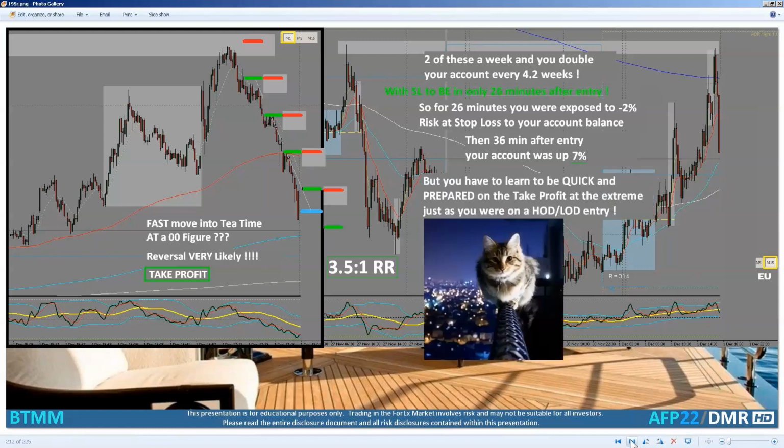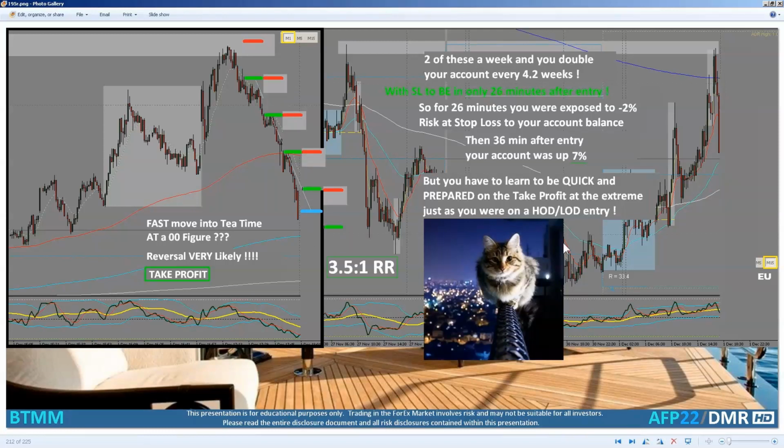All right, but you have to learn to be quick and prepared on the take profit at the extreme, just as you were at high of day, low of day. In fact, your entry at high of day here was actually easier in that you were waiting for a close below the 13 EMA, right? You were waiting for some type of close below the 13 to get in. This one was right on the edge. This one you took basically as it hit this low, a minute before the tea time changeover, right?